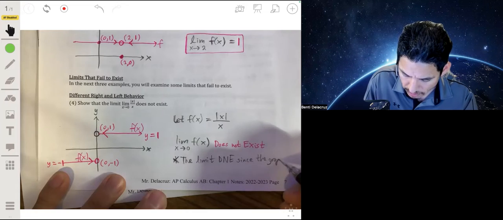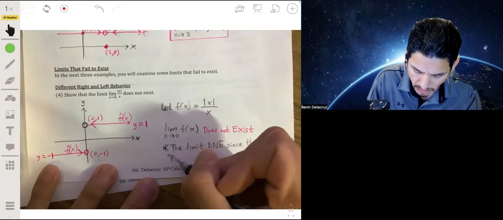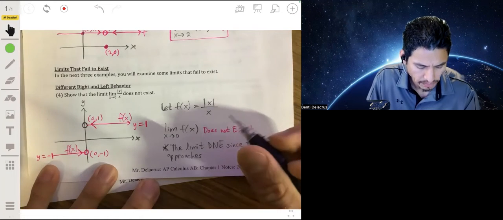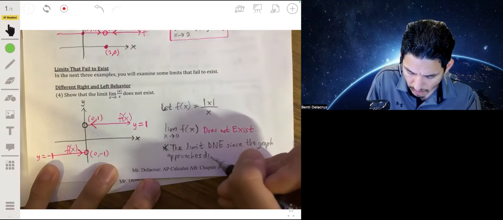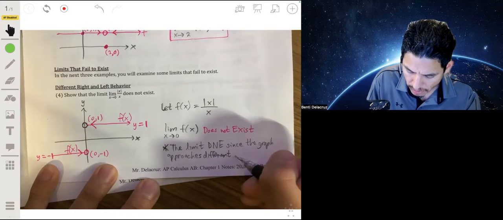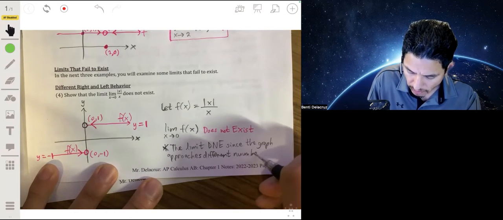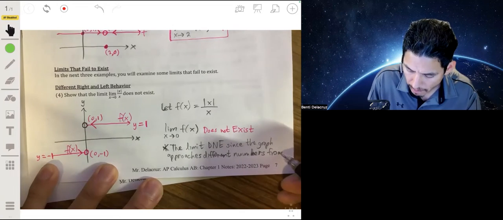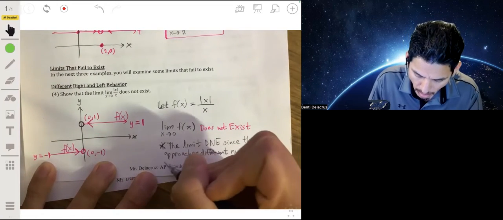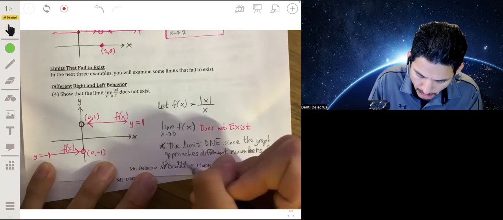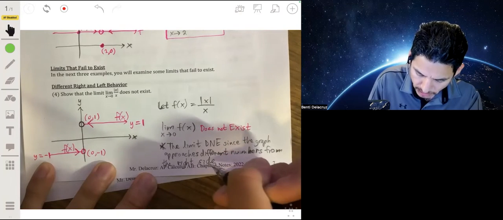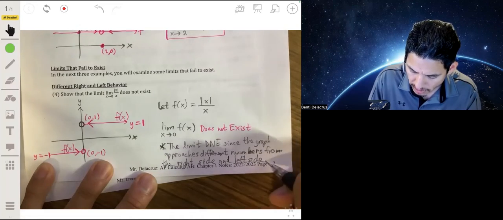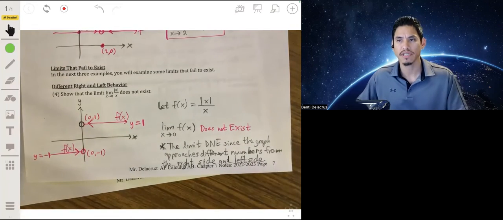So let me write a little breakdown. The graph approaches different numbers from the right side and the left side. I hate squeezing my writing. Should have written a little bit higher, but okay. So that's one example of a limit that does not exist.